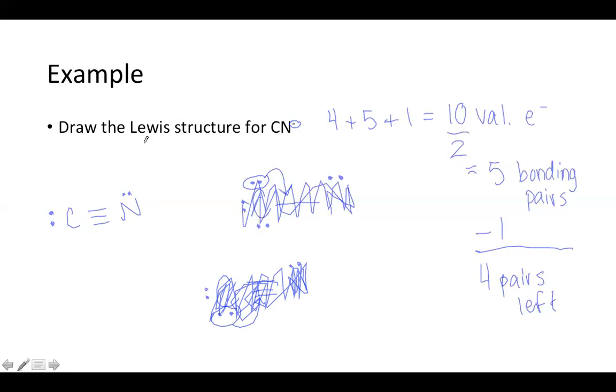All right, and then one thing we've got to remember to do: this is an ion, and remember earlier I said once you've drawn the Lewis structure for an ion, you need to bracket that structure and put the charge of it on the outside of the bracket. All right, so there's our Lewis structure for this one.